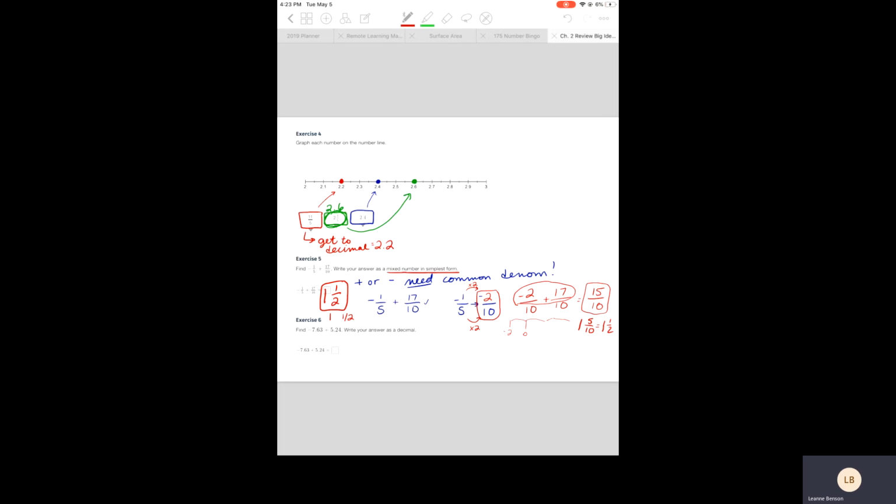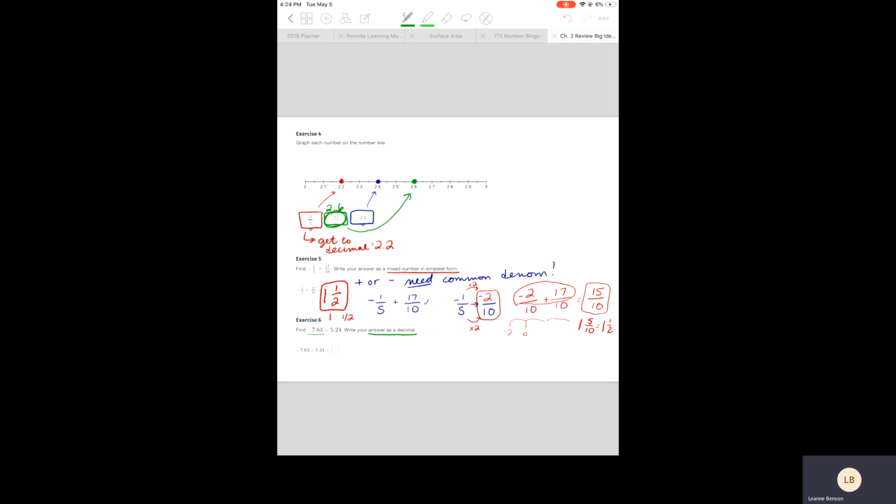Number 6 says find negative 7.63 plus 5.24. Write your answer as a decimal. Okay, so our question is in decimal and we are looking for it in decimal, so we're not going to have to convert after we solve this.